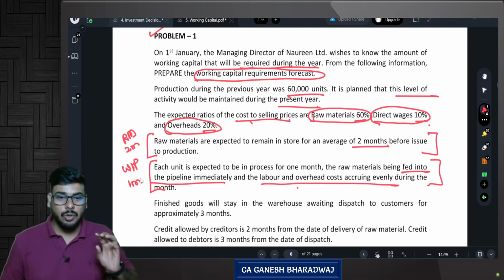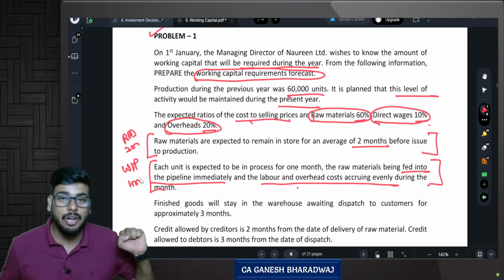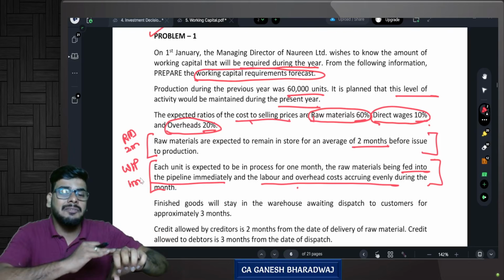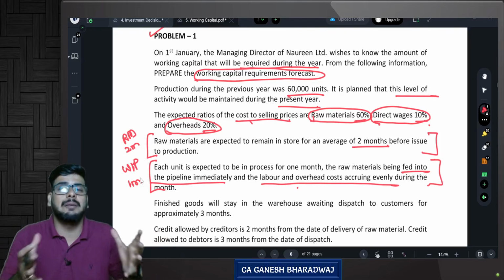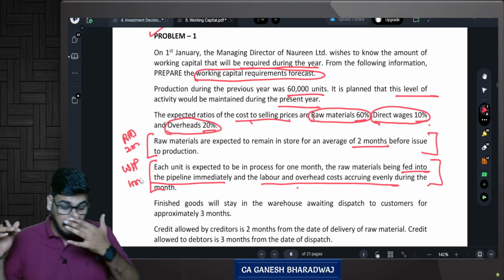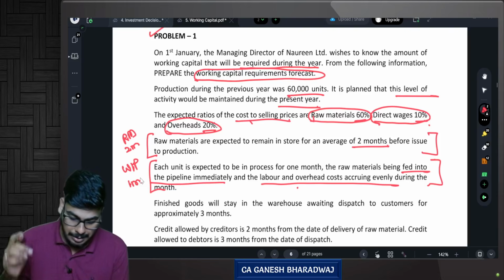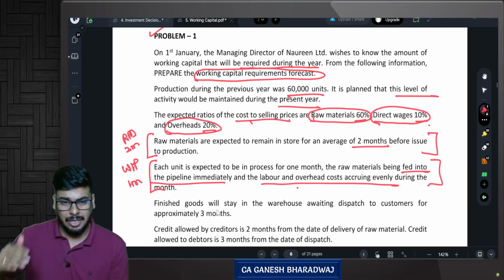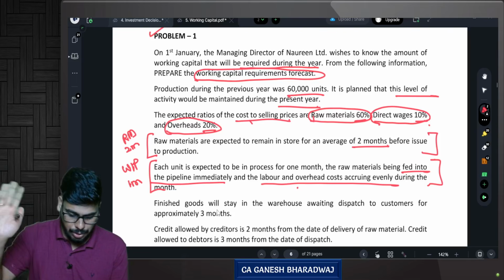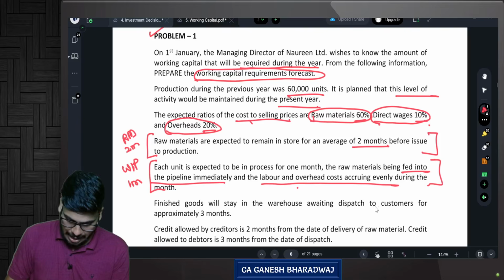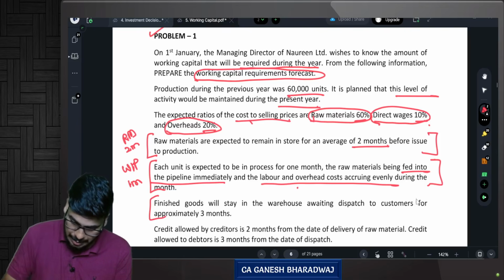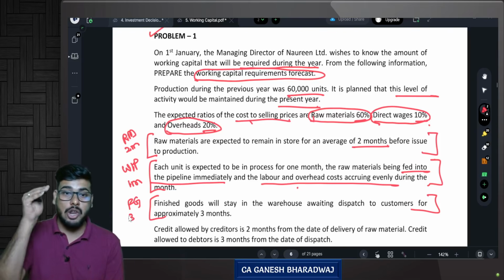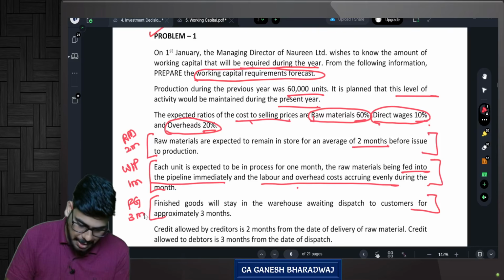Clear with this? So then and there, evenly your raw material will be fed into this particular machinery, and evenly the production will happen. The labor and overheads will be incurred evenly during the course of this month. Then once the production is completed, finished goods will be there. Now, immediately, can finished goods be sold? No, it has to stay in the warehouse awaiting dispatch to customers for approximately 3 months. So my money gets locked up by way of finished goods for a period of 3 months.